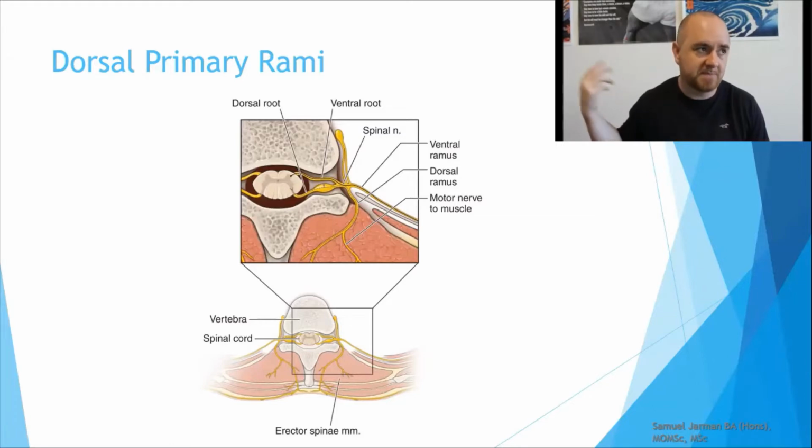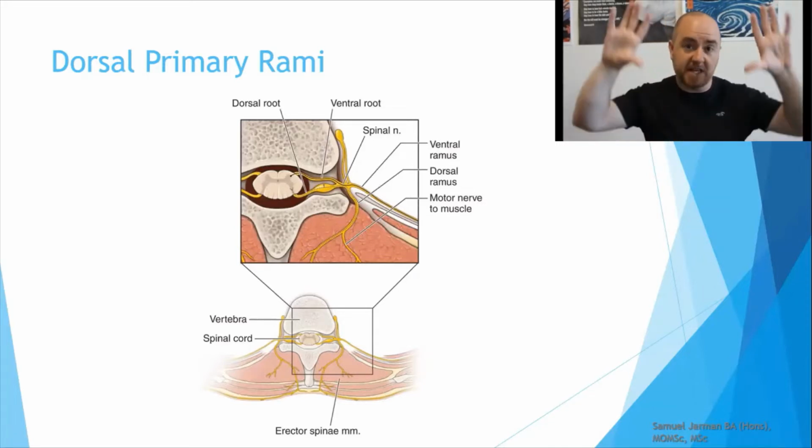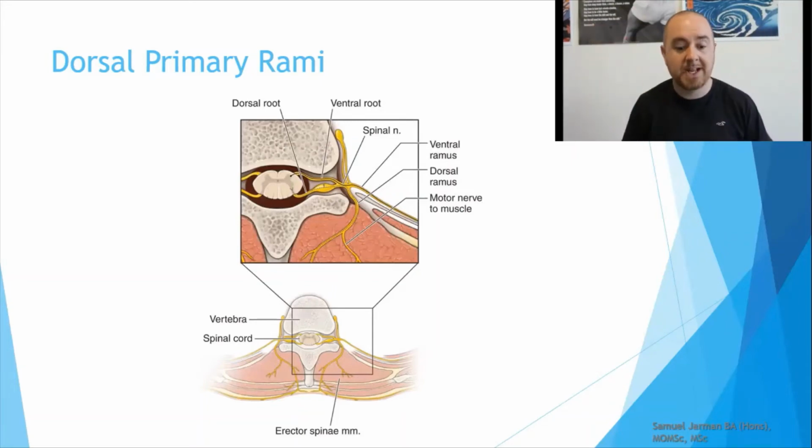All of the erector spinae and the intervertebral muscles are going to receive motor tone from the dorsal primary rami. So you've got the muscles along the vertebral column getting innervation from the dorsal primary rami. You also have the skin associated with each segment essentially having sensory innervation from the dorsal primary rami.